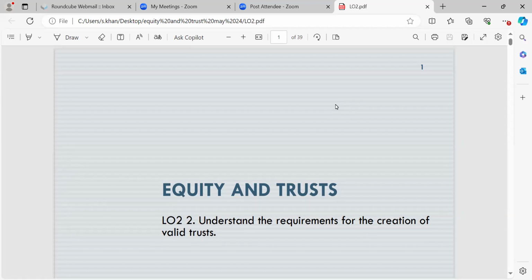So today we'll be going through Learning Outcome 2, which is to understand the requirements for the creation of valid trusts. Before I do that, I want to give you a summary of what we did in the last session, which was Learning Outcome 1, which was to understand the historical events leading to the development and nature of equity. So in Learning Outcome 1, the whole point was to try to equip learners into understanding the principles governing the law of equity and trust.